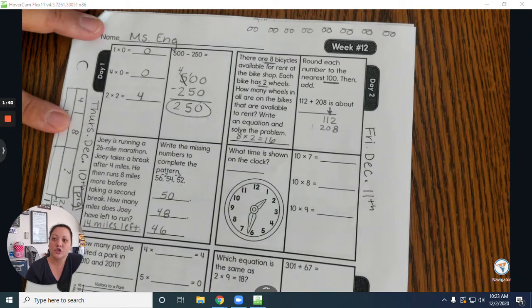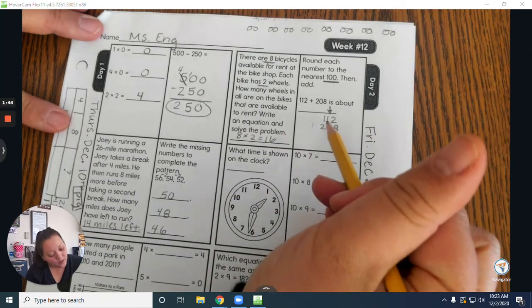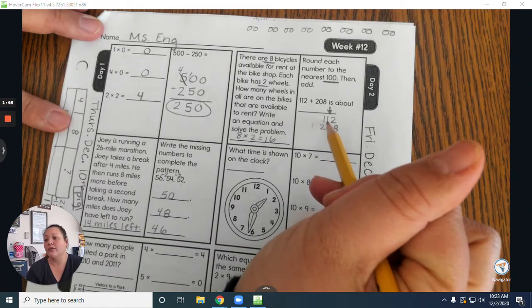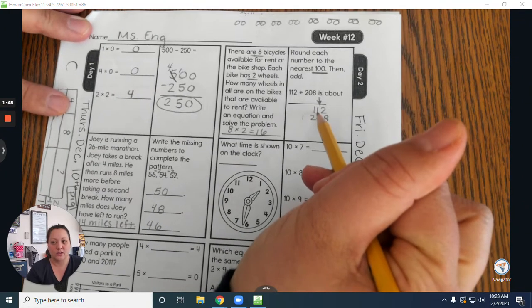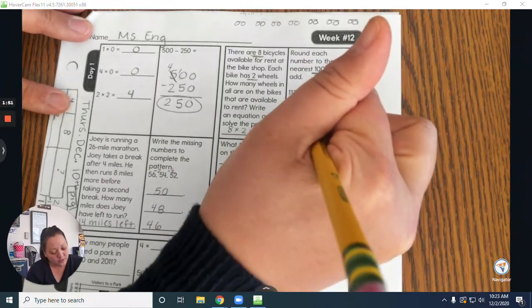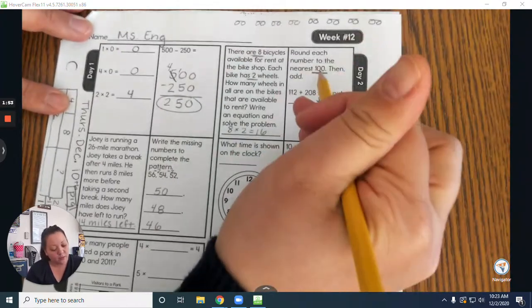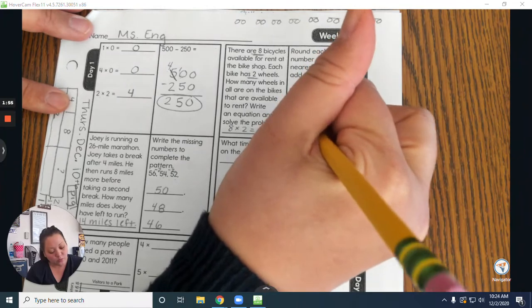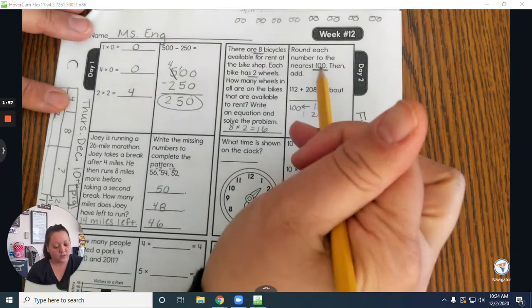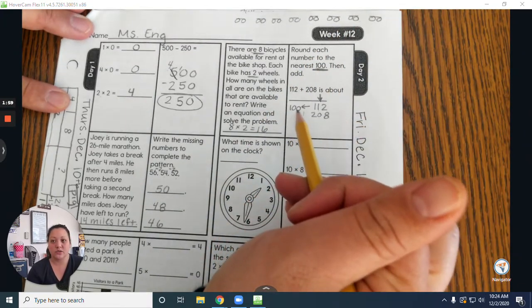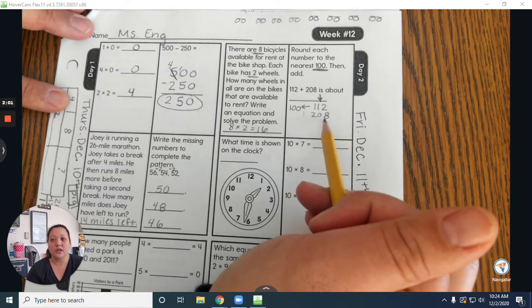5 and above, give it a shove. 4 and below, leave it alone. So 1, is it above or below 5? Hopefully you said it was below. So if we're rounding 112 to the hundreds, it is going to round to 100. Okay, so you notice that the 2 zeros match the 2 zeros over here.